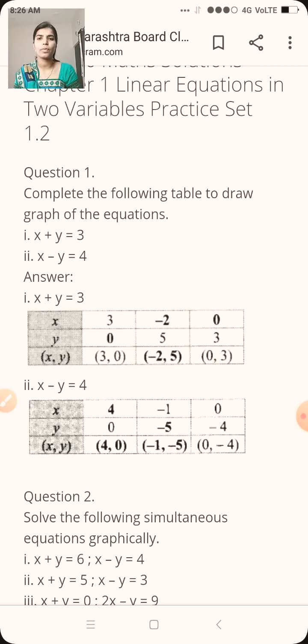Okay, in that topic we want to solve the simultaneous equation graphically. That means we want to use the graphs to solve the linear equation in two variables. So one by one we will see it. So our first question of the exercise is complete the following table to draw the graph of the equations.